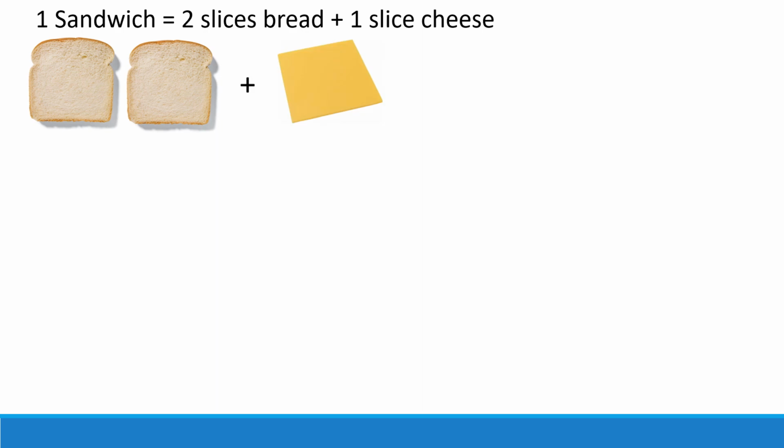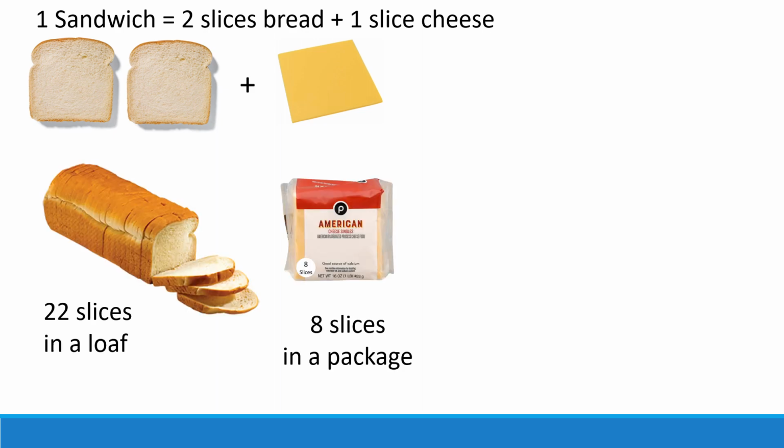So let's start with an analogy. Let's say I want to make sandwiches, and my definition of a sandwich is 2 slices of bread and 1 slice of cheese, making cheese sandwiches. And I check for ingredients, and here's what I have. I have a loaf of bread with 22 slices, and I have a package of cheese with 8 slices. Well, how many sandwiches can I make? You can probably see pretty easily that the thing that's going to dictate or limit the number of sandwiches I can make is the cheese. I can make 8 sandwiches with the amount of cheese I have. Once I make 8 sandwiches, I can't make any more cheese sandwiches because then I'm out of cheese.